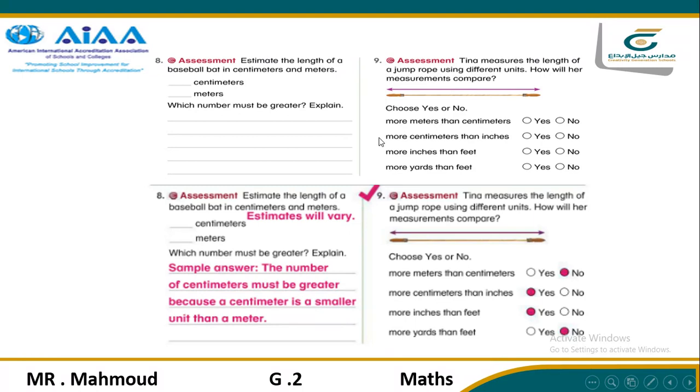Number 2, more centimeters than inches. Yes. Why? Because a centimeter is a smaller unit than inches. More inches than feet. So we will choose here yes. And more yards than feet. It's no, because a foot is a smaller unit than a yard.